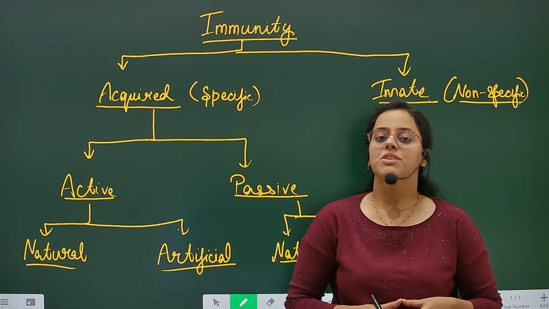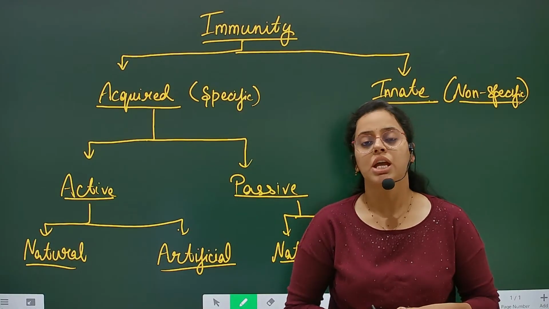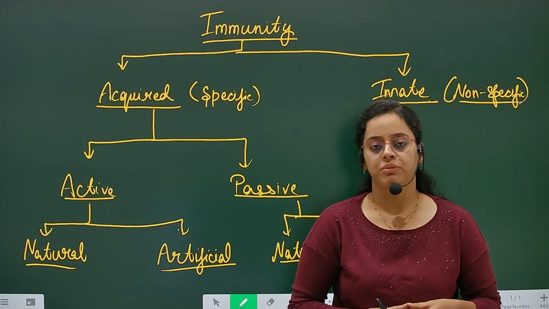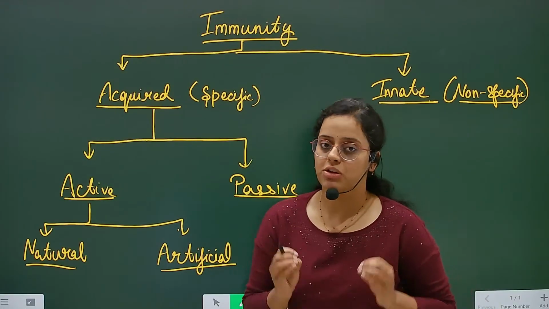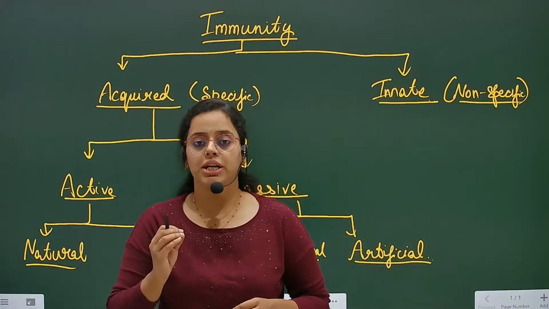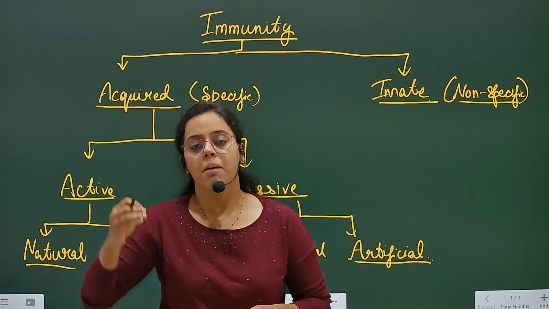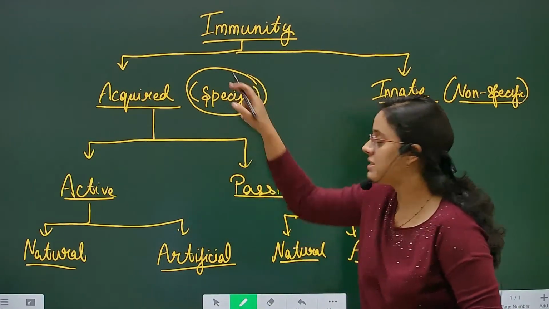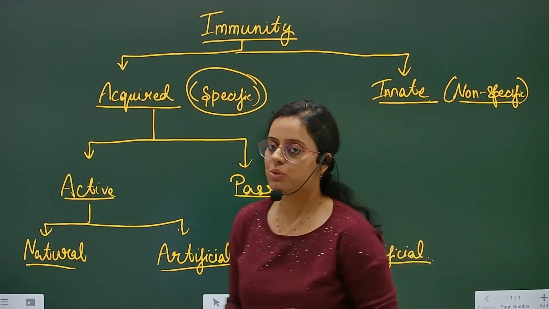In the previous session we learned about innate immunity, and in this session we are going to discuss primarily acquired immunity. Acquired immunity is specific immunity, which means the immunity that is against specific pathogens. That is the reason acquired immunity is called specific, whereas innate immunity was non-specific.